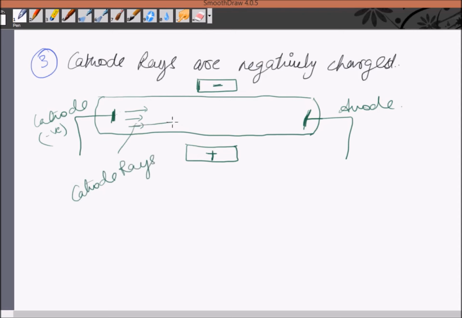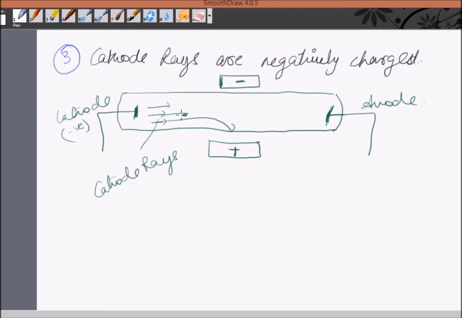The cathode ray will bend towards the positive, like this. Why? As we know, opposite charges attract. So if it is a positive, it has to be negative. So what is the conclusion with this property?